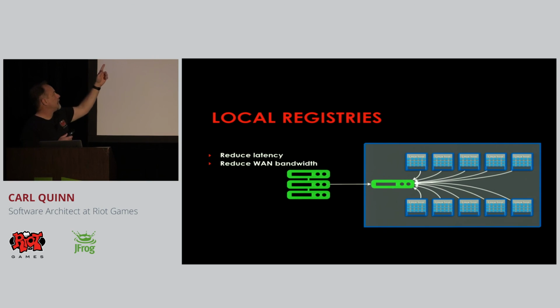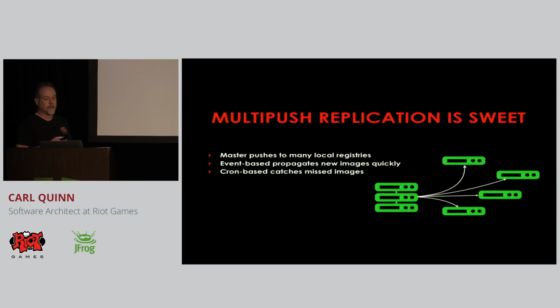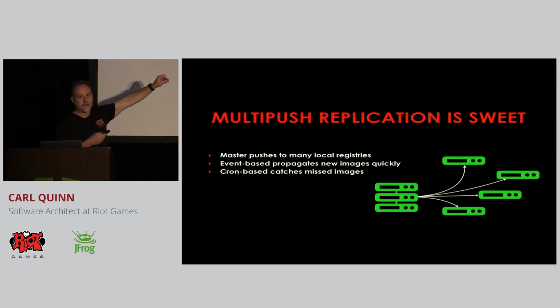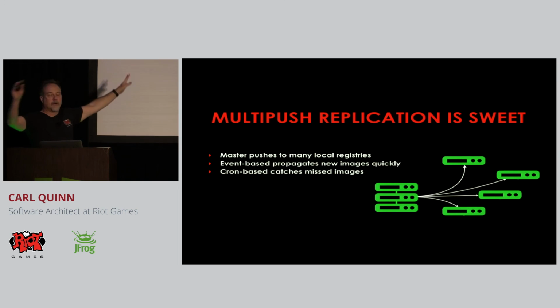And we also want to reduce the WAN bandwidth. So we don't want to be pulling images over international network continuously. We want to push it once and have it cached on the remote. We use the Artifactory multipush replication. So whenever an image gets pushed into the master, we replicate it out with a sort of trigger-based push. It works really well. One of the mistakes that we made, I'll show that in a second.